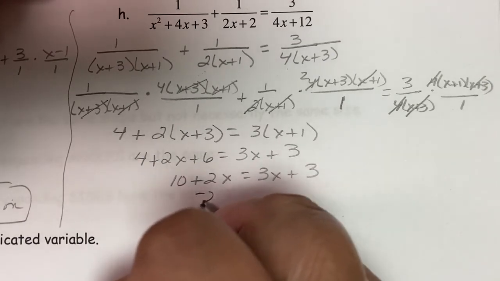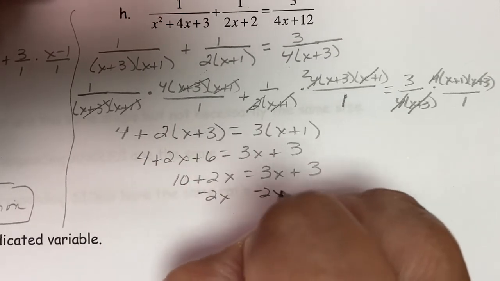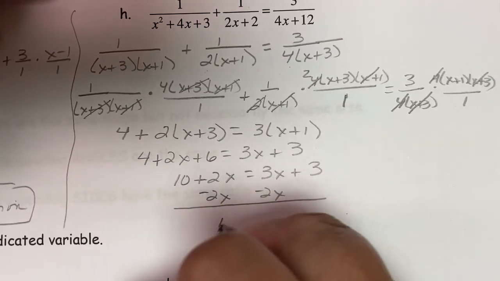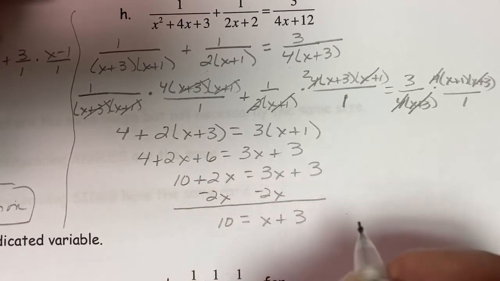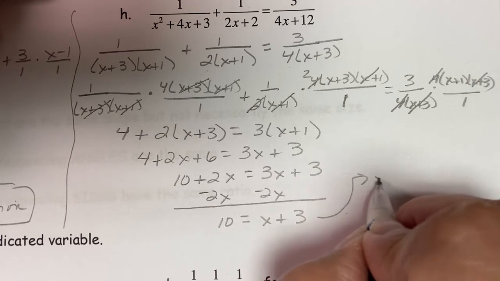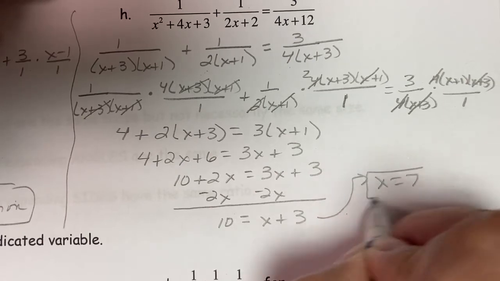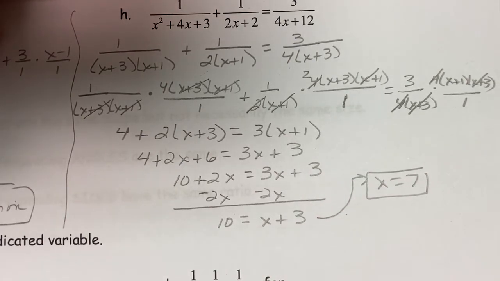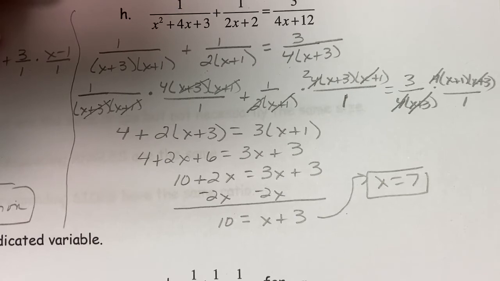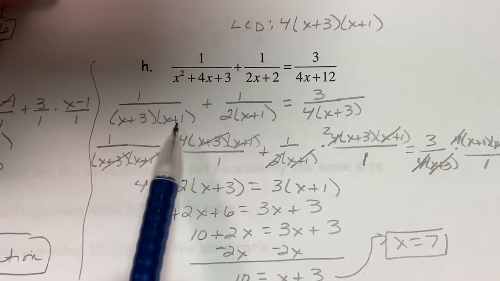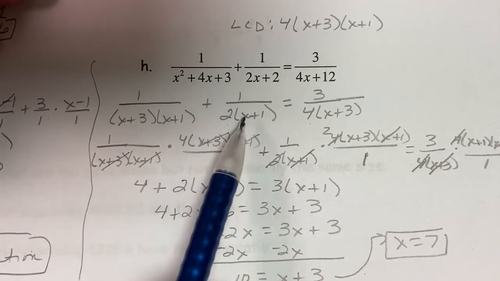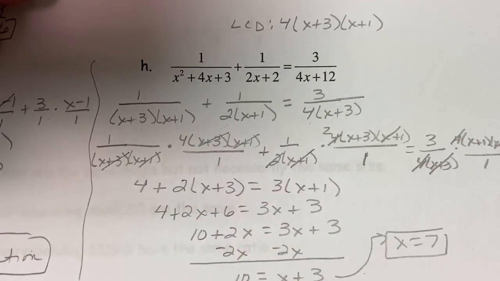I'm going to subtract 2x from both sides. So that's going to give me 10 is equal to x plus 3. And then if I subtract 3 from both sides, you should be getting an answer of x is equal to 7. And that is a very valid answer because there's no way that I could plug in 0 or 7 to any of these denominators and get a 0. So x equals 7 is your answer.